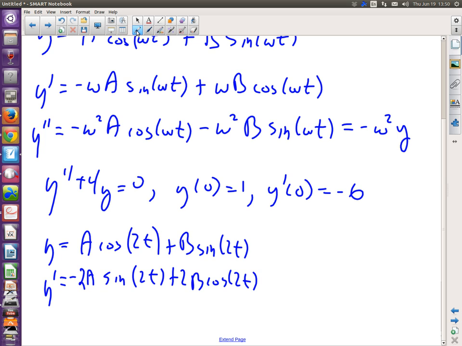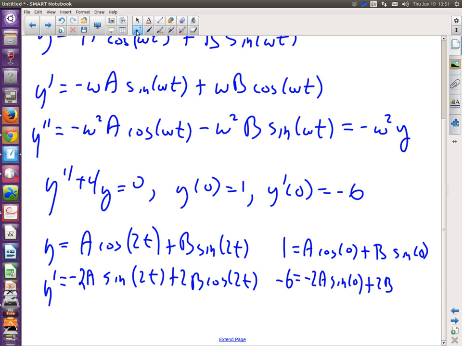Let's see, y of 0 is 1. So when y is 1, t is 0. That's convenient that t is 0, so the 2 drops out, really. And again, the sine of 0 is 0, cosine of 0 is 1, so a is 1. Alrighty. And y prime of 0 is negative 6, so negative 6 equals negative 2a sine of 0. That drops out because sine of 0 is 0. Plus 2b cosine of 0, because 2 times 0 is 0. Cosine of 0 is 1, so 2b times 1 is 2b, so b is negative 3.